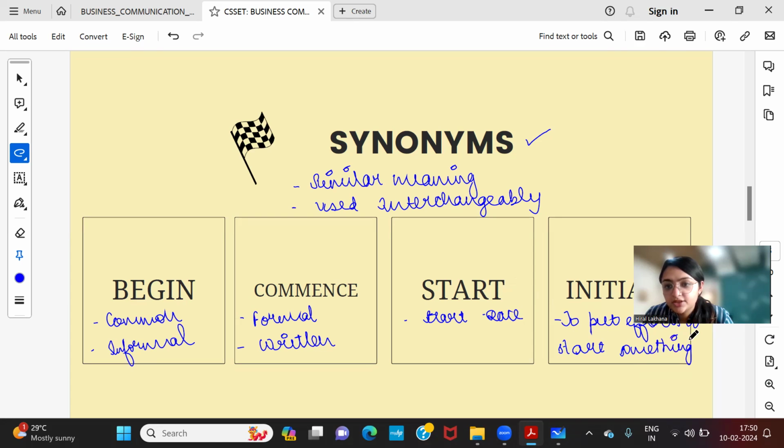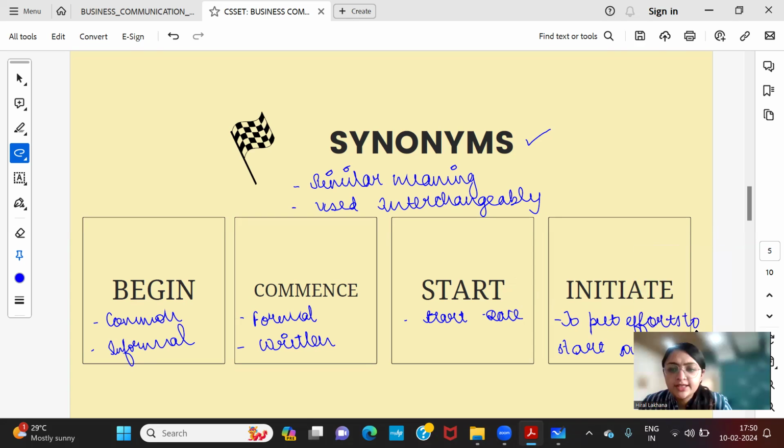To put efforts to start something. So, say for example, we could say the teacher was the one that initiated this particular activity in the school, or the school leader was the one who initiated the celebration or any program. So, if you can see here, all the four words have very similar meaning, but the context in which they are used, and there's a slight difference in the meaning that sets them apart from each other.